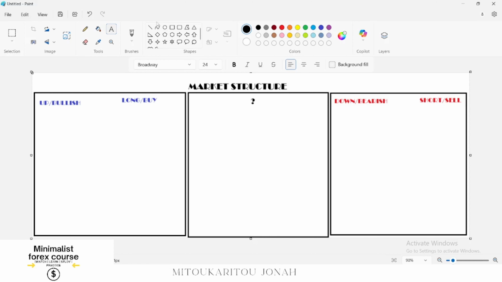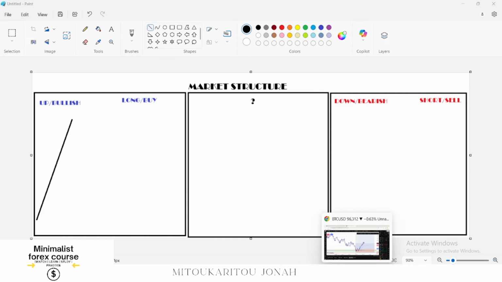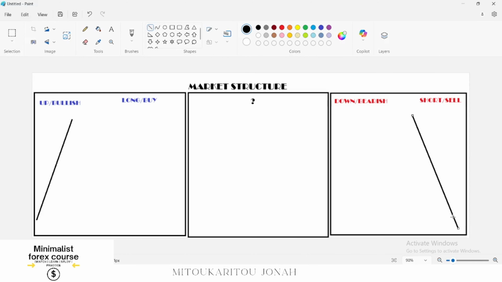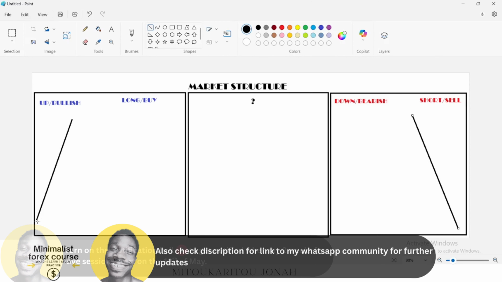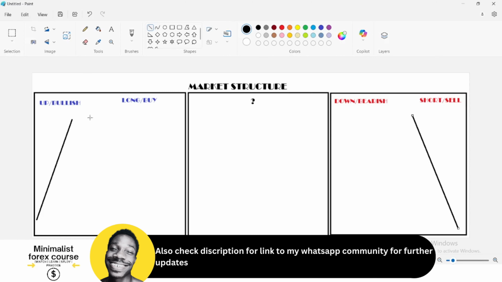When the market goes up like this, we say the market is bullish. When the market comes down like this, we say the market is bearish. But the market never goes up like this. It never just pushes up in a straight line.